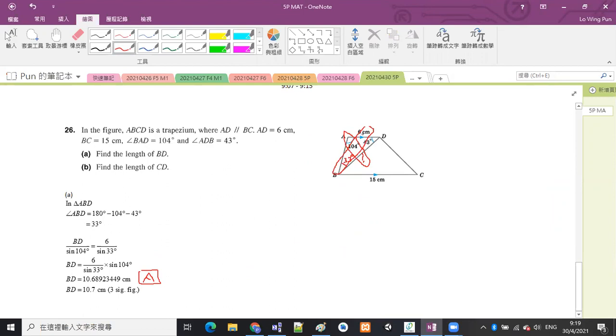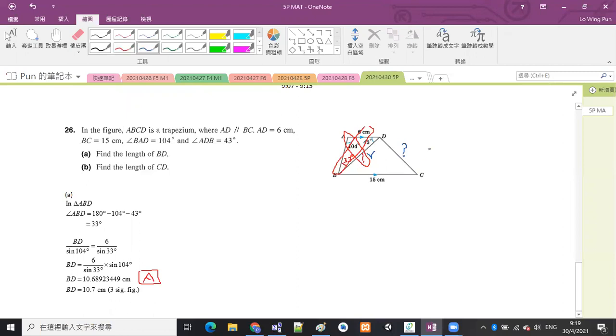Okay, and then in part B, I want to find the length of CD. CD, this one, and CD belongs to triangle BCD only. And now we have 15 cm, and we have this BD, the length of BD, which is found in part A, and we still need one more piece of information. But there is a feature in this diagram. There is a pair of parallel lines. Okay, AD is parallel to BC.